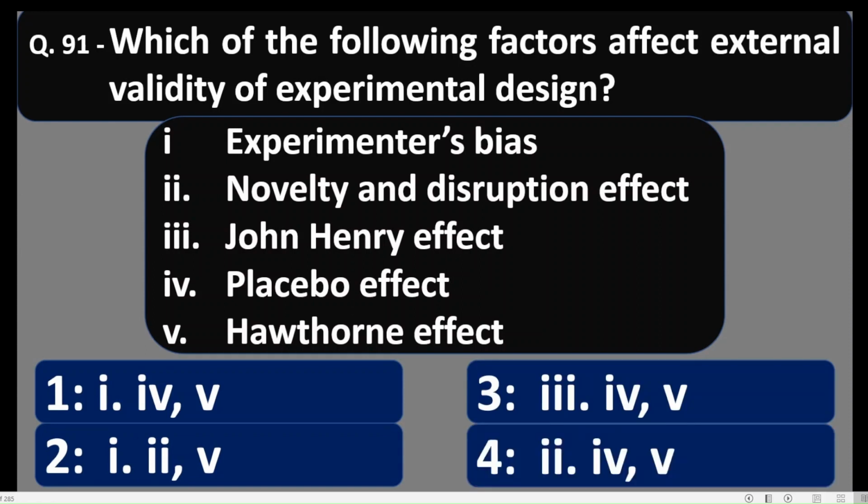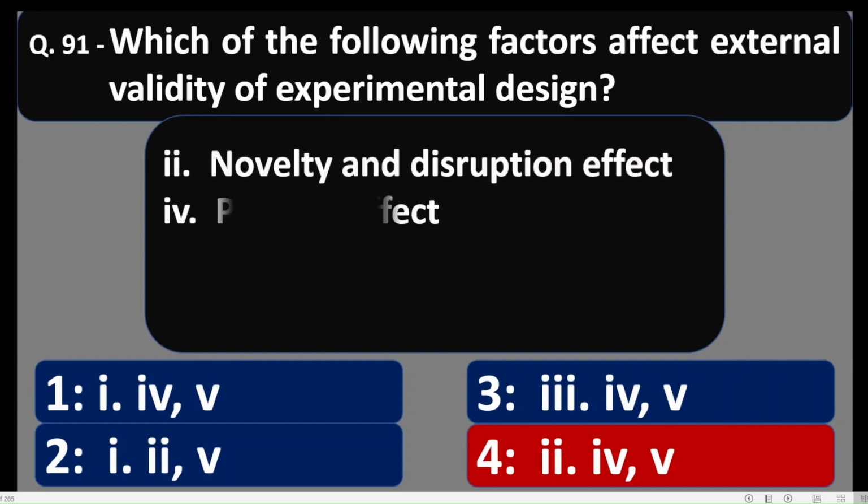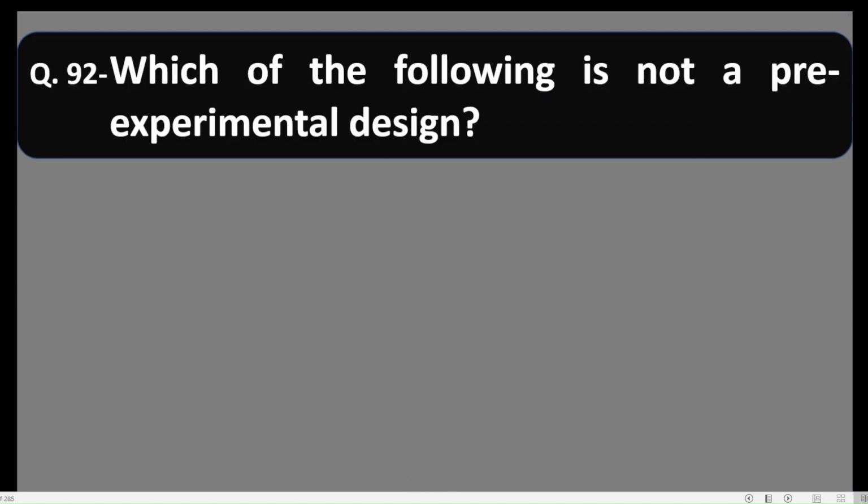These are the options. So the factors that may affect the external validity are number one, novelty and disruption effect. Number two, placebo effect. And number five, Hawthorne effect. So option number four is correct. Statement number two, factors number two, four, and five: novelty and disruption effect, placebo effect, Hawthorne effect. These three are the factors, out of the given factors, that may affect the external validity of the experimental design.